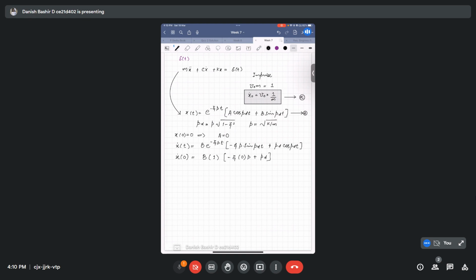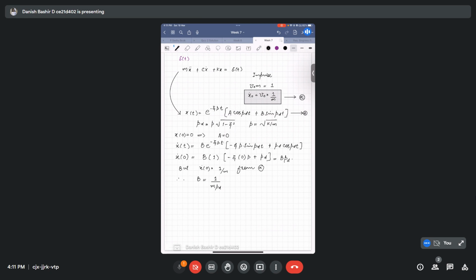Okay, so it will be equal to... but x dot of 0 is equal to 1 by m from alpha. Okay, therefore we will be having the value of b equal to 1 by m omega_d, because this is equal to b omega_d. Okay, this is the thing.